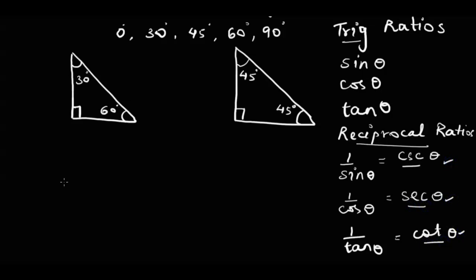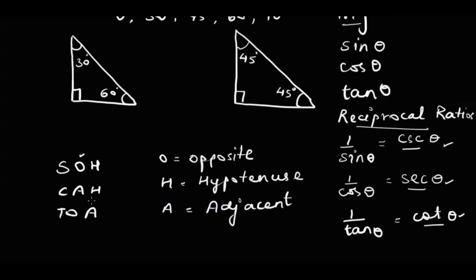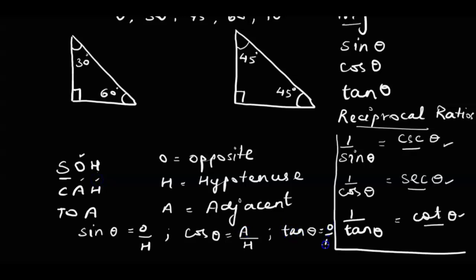Now it is assumed that the students remember from previous grades SOHCAHTOA, where O means opposite, H means hypotenuse, and A means adjacent. SOHCAHTOA means that sine of an angle, because we do not know the angle right now, so just the general term for the angle is theta. Sine theta is equal to opposite over hypotenuse. This is the ratio for sine. To get cosine or cos theta, we need to do adjacent over hypotenuse, and to get tan theta, we need to do opposite over adjacent.